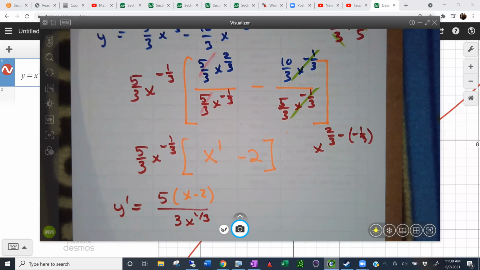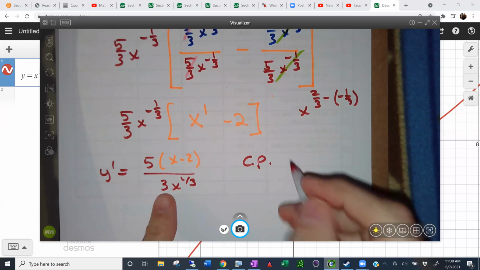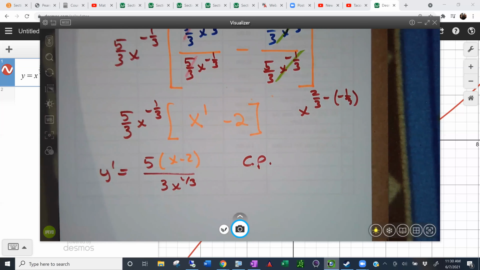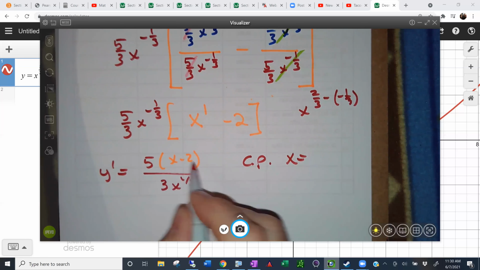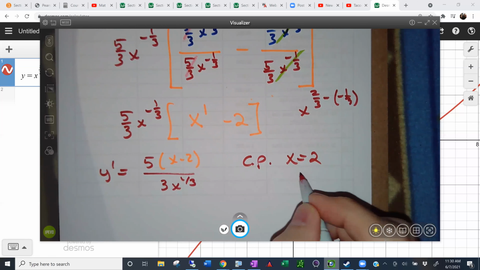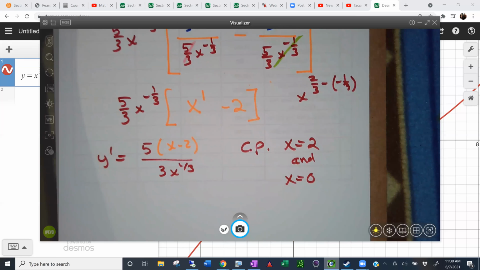Now, the critical points are going to be where this is equal to 0 or doesn't exist. The nice thing about this factorization is you can read that off. Where does this actually equal 0? That's going to be where the numerator is 0, right? So where's that? At 2. And where the denominator equals 0, which is at 0. So critical points at 2 and 0.